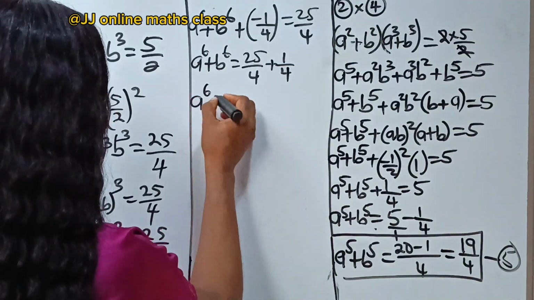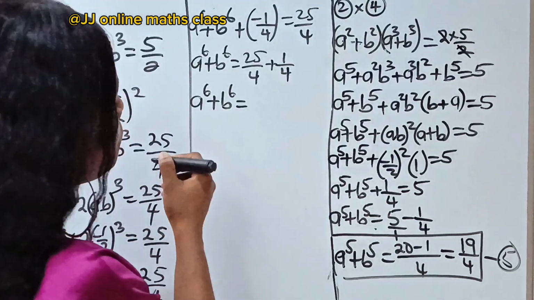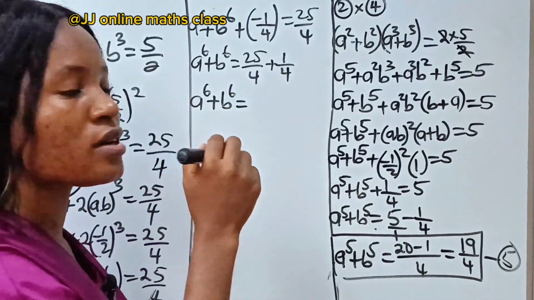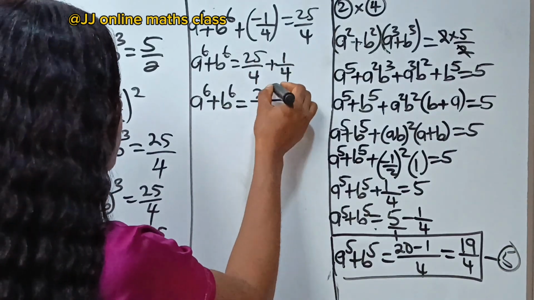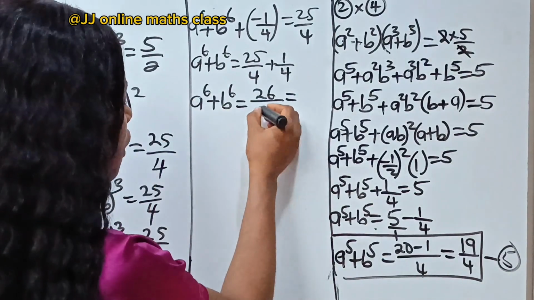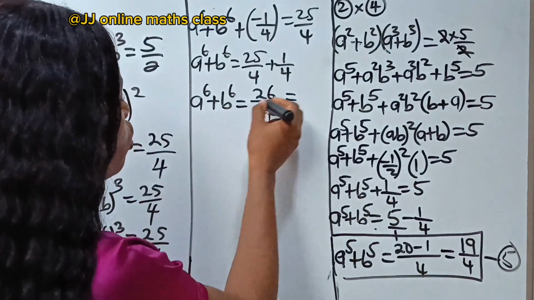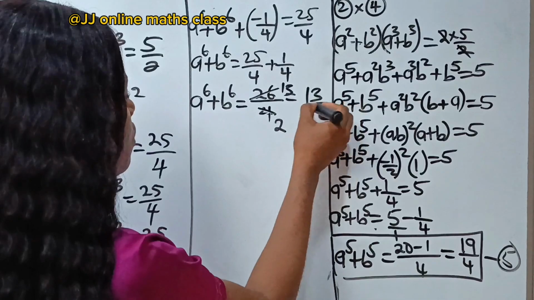So we have a to the power of 6 plus b to the power of 6 is going to be equal to, since they have the same denominator, over 4. Now 25 plus 1 is 26. Now let's reduce this to its lowest term. If 2 divides 4, we have 2. If you divide this, we have 13. So this is the same thing as 13/2.